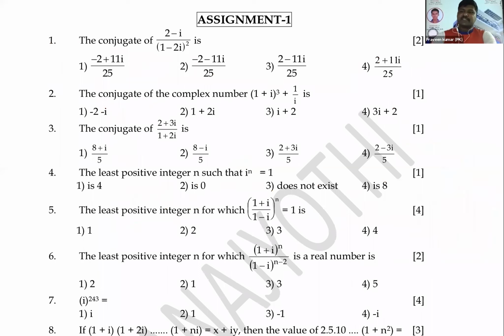I'll move to question number 6. You need to follow at a little speed because time is very less for us. If you missed the concept, I'll repeat. Okay. (1 plus a) whole power n by (1 minus a) whole power n minus 2.